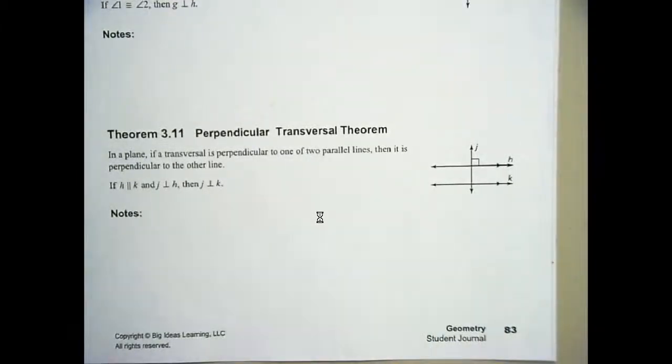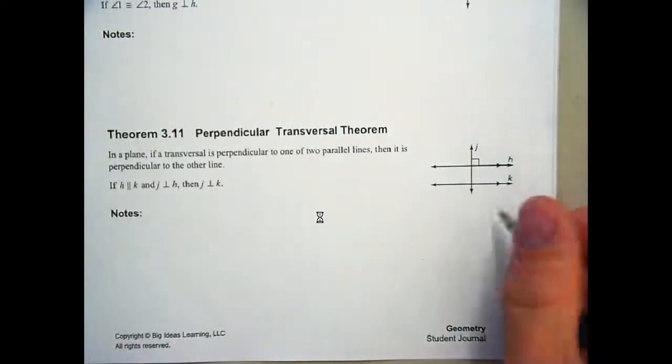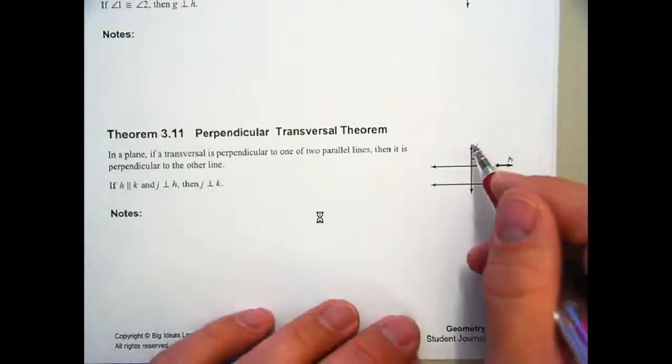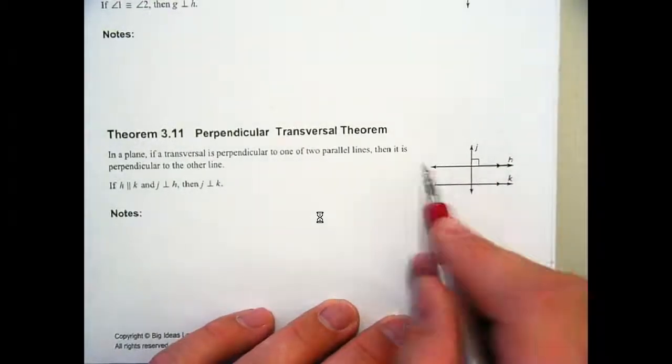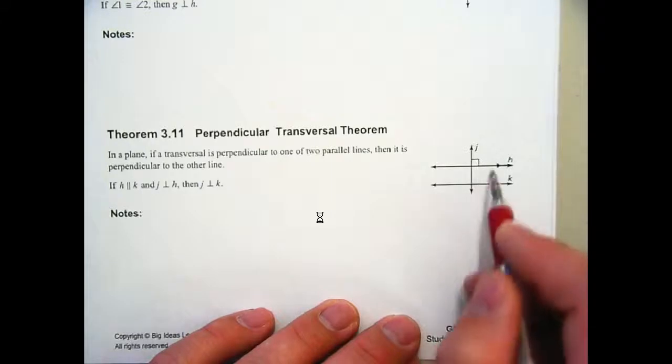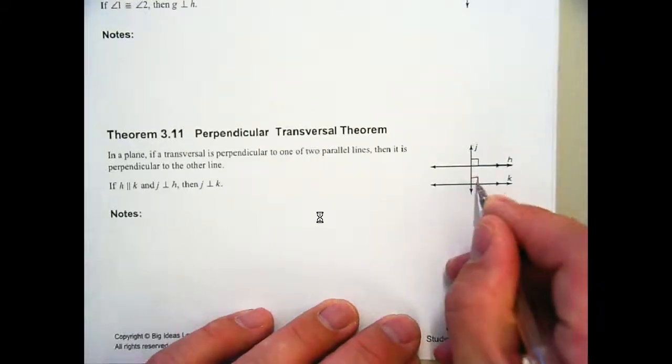And 3.11, perpendicular transversal theorem. If a line is perpendicular to one of two parallel lines, then it has to be perpendicular to both parallel lines.